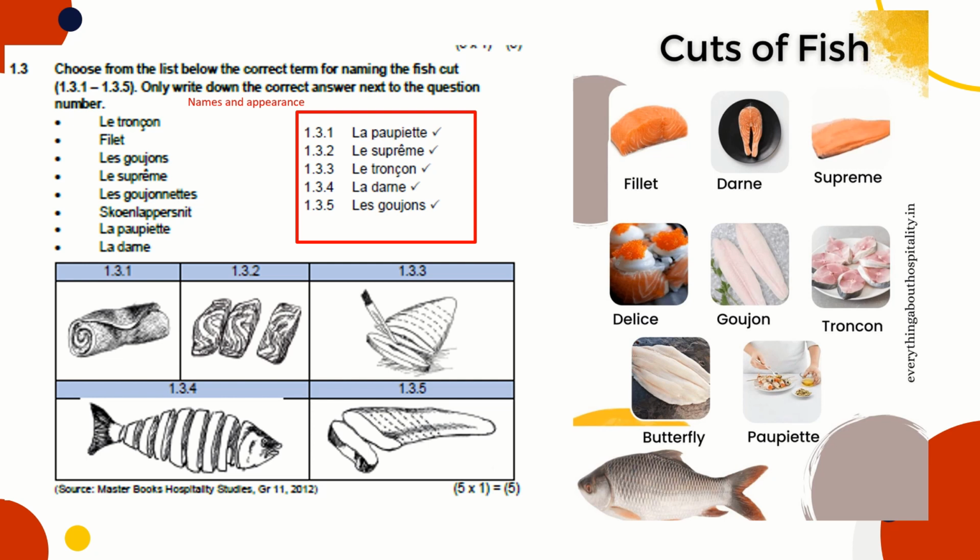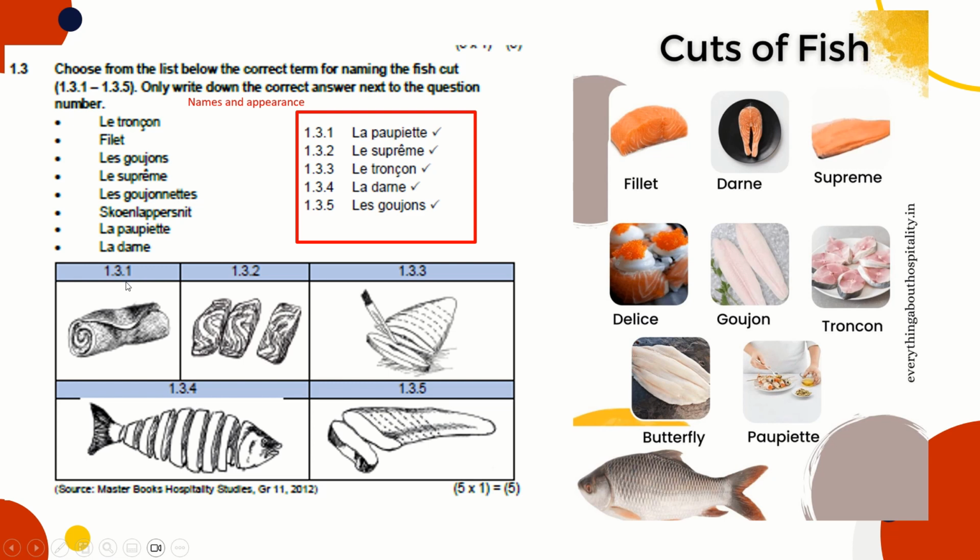Question 1.3. Here you need to look at all the pictures of the different fish cuts, and they've also given you the names of the cuts, and all that you need to do is pair the name of the cut with the picture that was given. Now, for this question, you need to know the different fish cuts and what they look like. So you need to know the names of the fish cuts as well as their appearance.